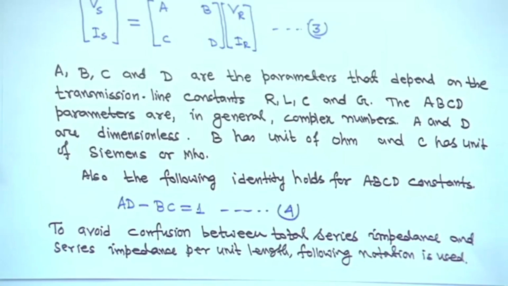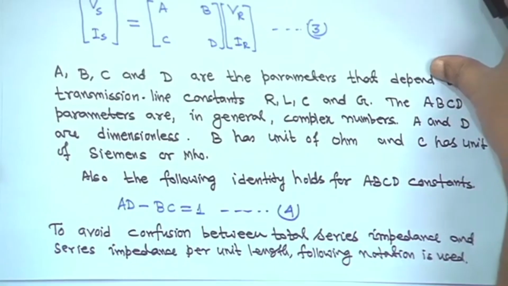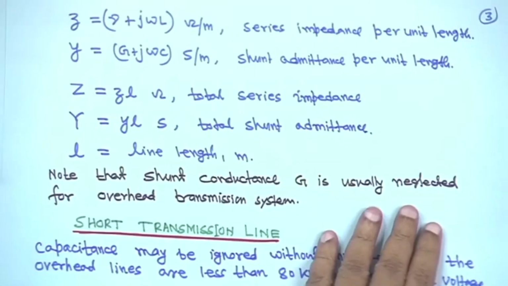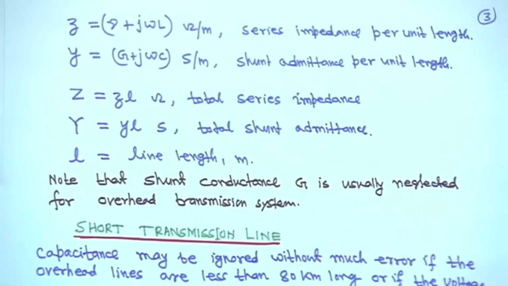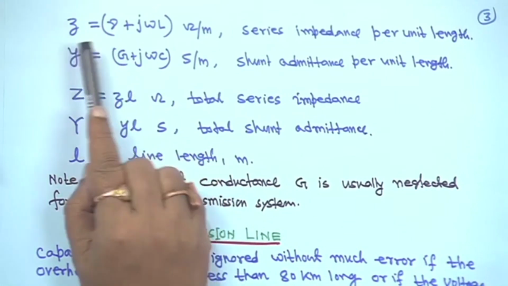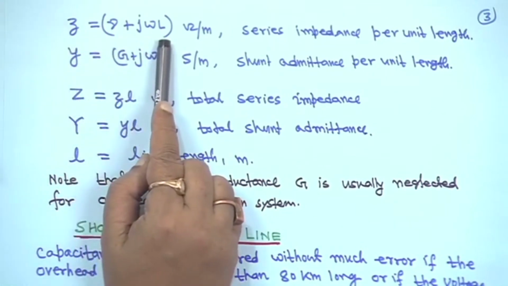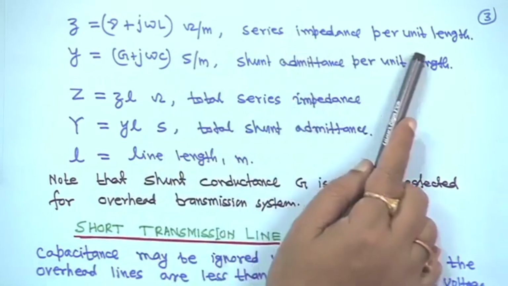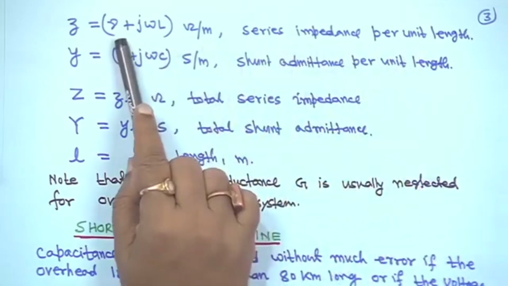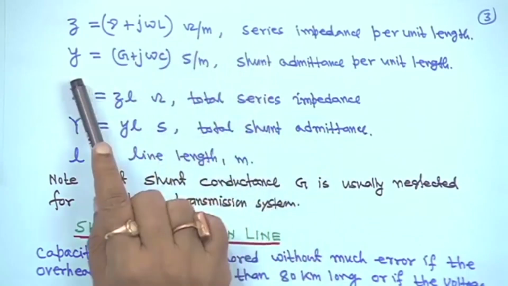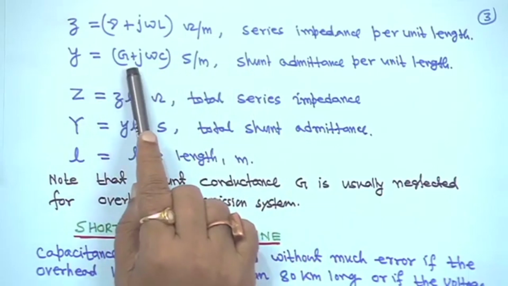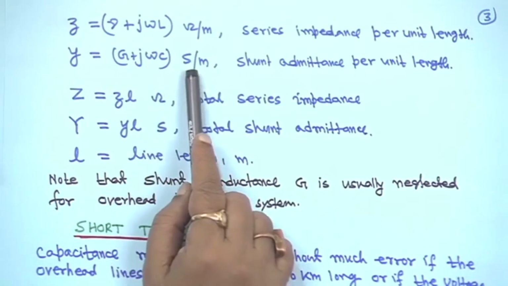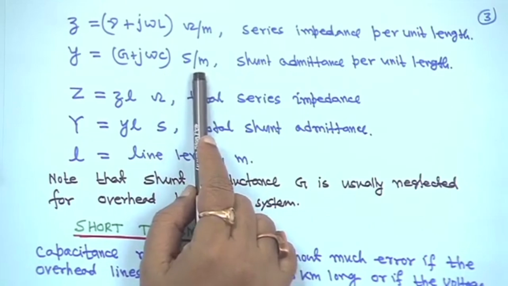To avoid the confusion between total series impedance and series impedance per unit length, we will follow certain notations right from the beginning, so there should not be any confusion when we derive this. For example, small z is equal to r plus j omega L, ohm per meter. It is series impedance per unit length. Similarly, shunt admittance is small y equal to G plus j omega C, Siemens per meter, I will use mho per meter.